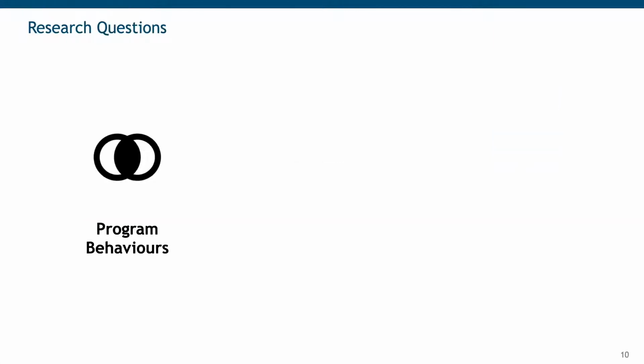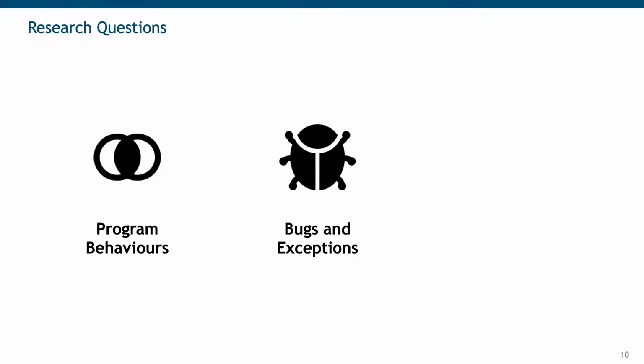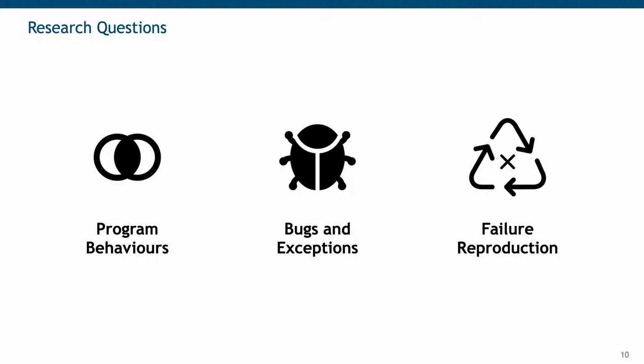We set out to answer three major research questions. First, in terms of program behaviors: do we induce a different behavior from the initial sample inputs when we run the common inputs, and vice versa when we run the uncommon inputs? What kind of bugs and exceptions do we trigger with this kind of inputs? And were we able to reproduce failures with our failure-inducing input approach?